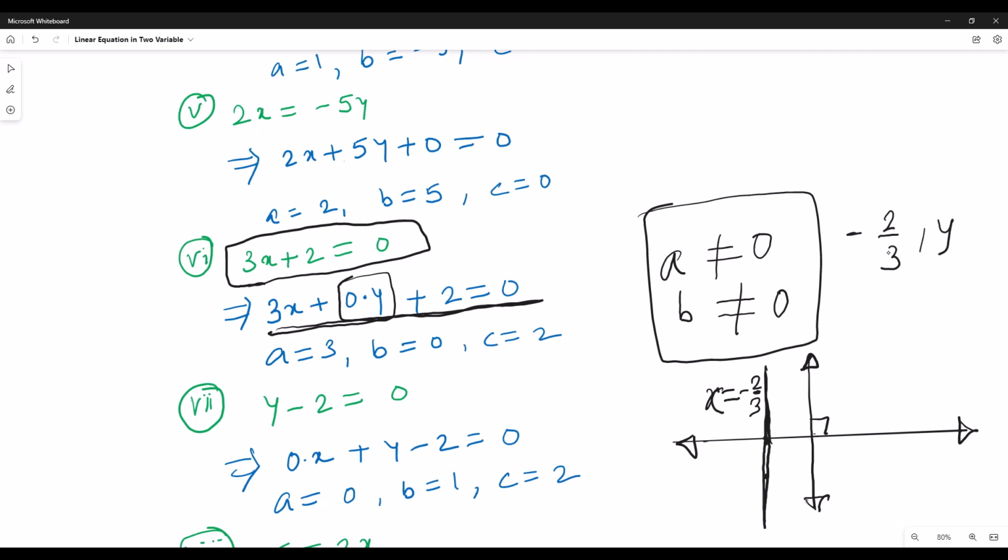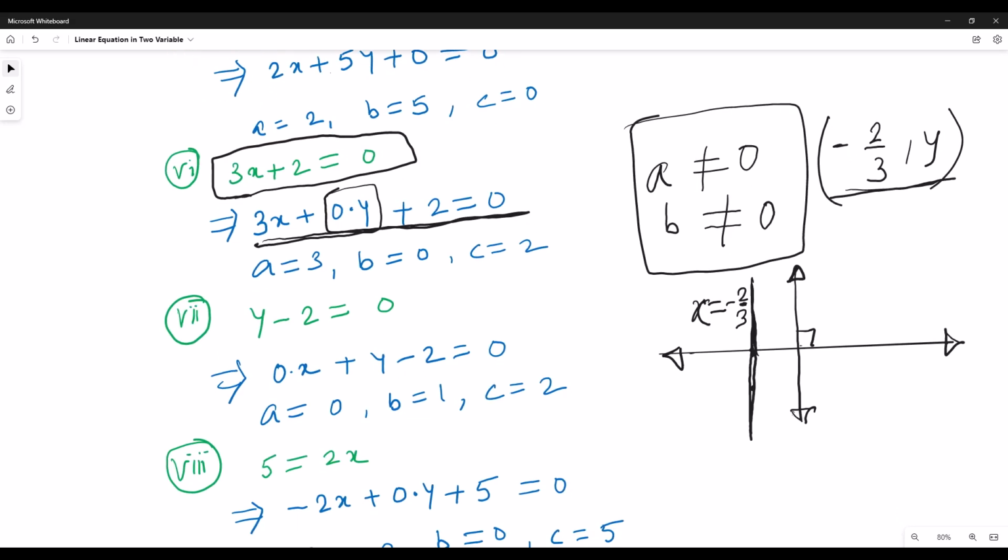So the solution is minus 2 by 3 and any value of y. This is true for all values of y. So the solution of this equation is (minus 2 by 3, y), and you can put any value of y and that will be true. But x has to be minus 2 by 3, x cannot be anything else.